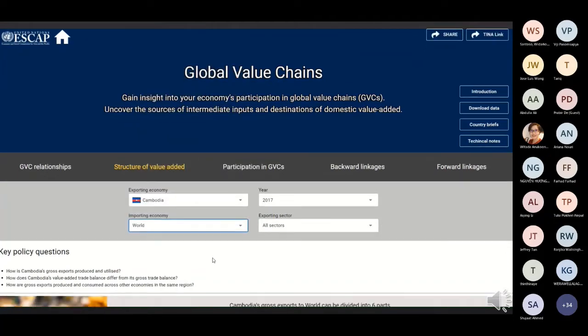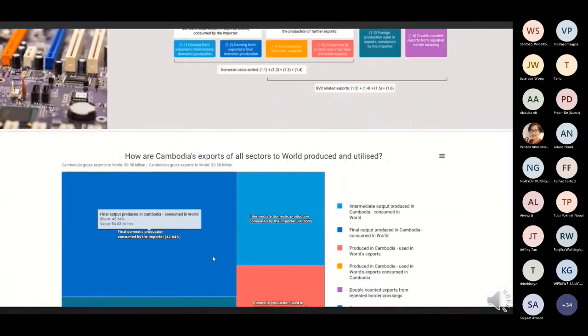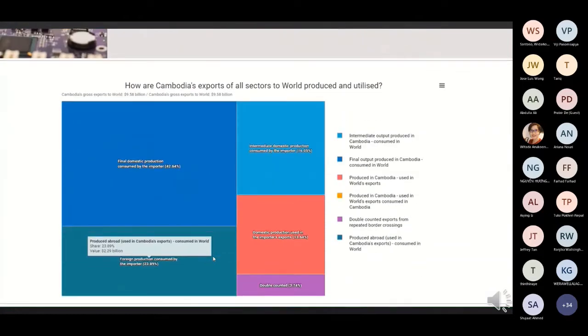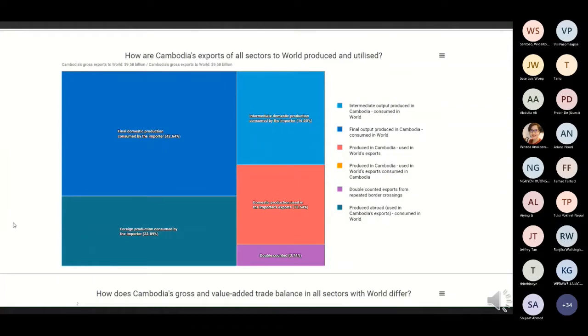Foreign value added, in green, contributes about a quarter of total exports. The rest is generally domestic value added. The largest part of Cambodia's exports is the dark blue. It is the final assembly stage of export production that happens in the country. Light blue and red are exports of intermediate products. The red is used in further stages of GVC export production.